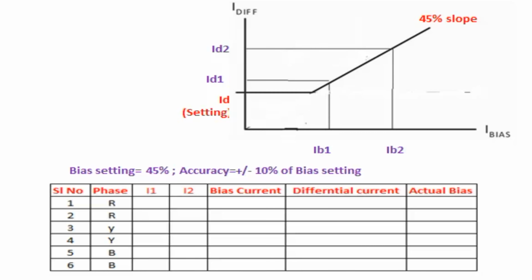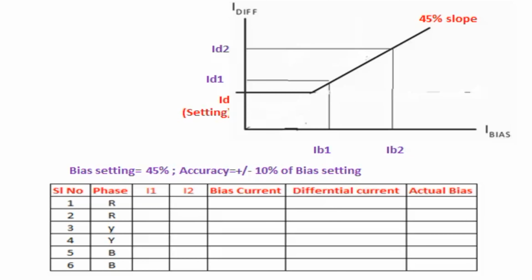Assume relay bias setting equal to 45%. If bias current is 1 ampere, then operating current is 0.45 ampere. The relay continuously operates if the operating current is more than 0.45 ampere. If bias current is 2 ampere, operating current is 0.9 ampere. The relay continuously operates if the operating current is more than 0.9 ampere.